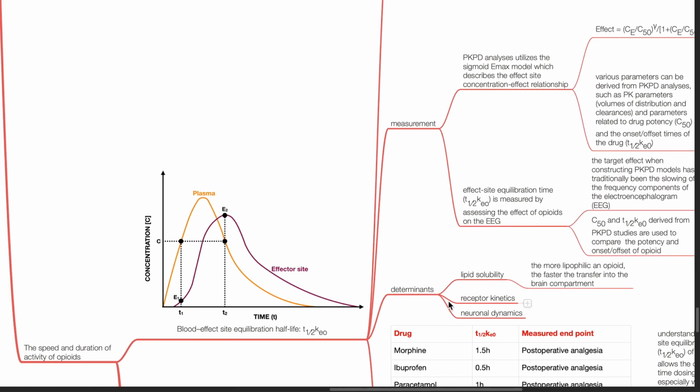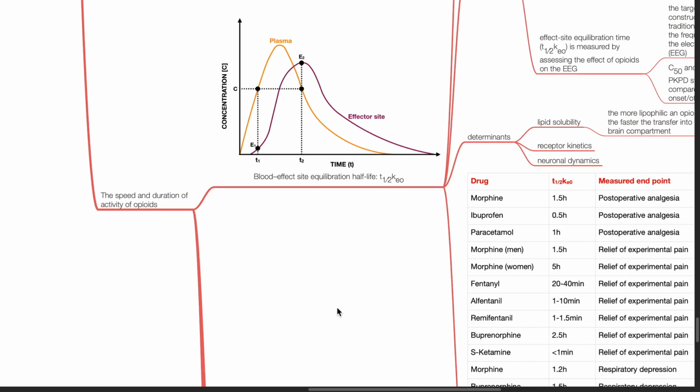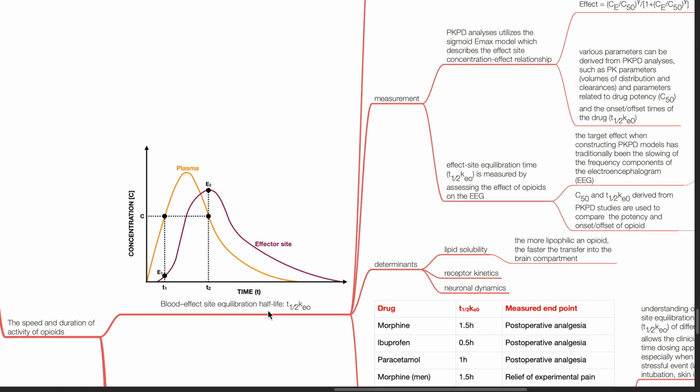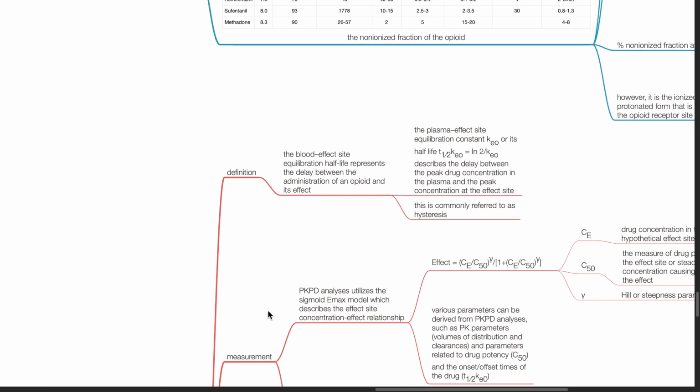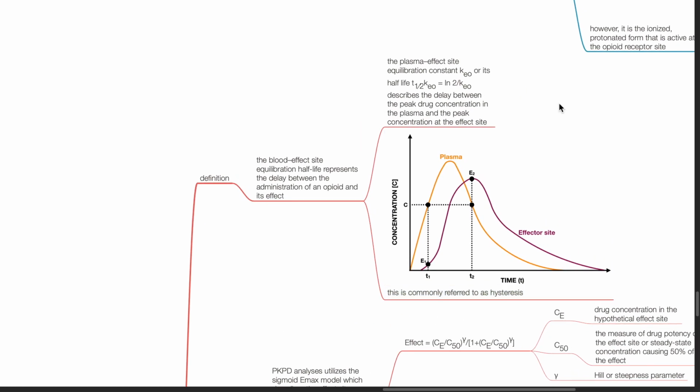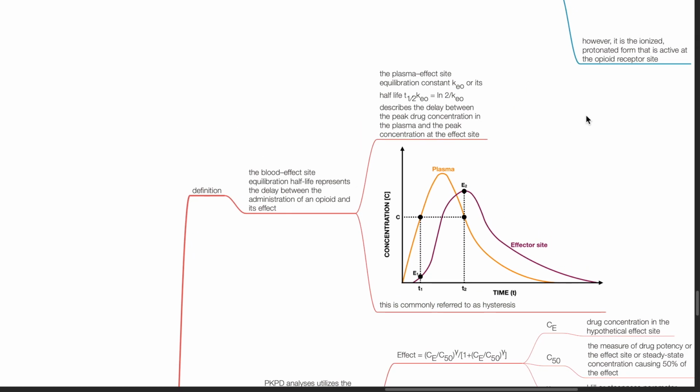The speed and duration of activity of opioids. Blood effect site equilibration half-life. Definition: the blood effect site equilibration half-life represents the delay between the administration of an opioid and its effect. The plasma effect site equilibration constant, Ke0, or its half-life, describes the delay between the peak drug concentration in the plasma and the peak concentration at the effect site. This is commonly referred to as hysteresis. Measurement.